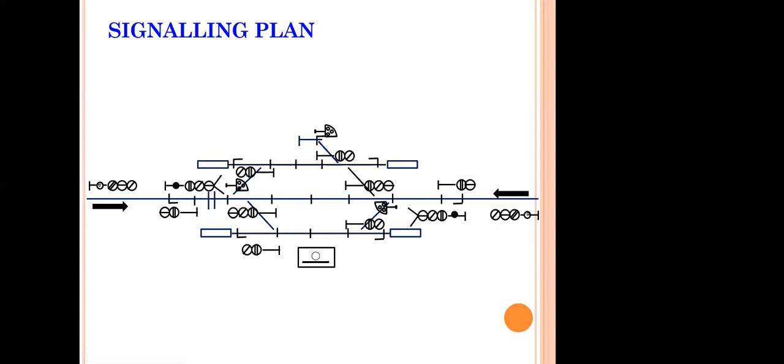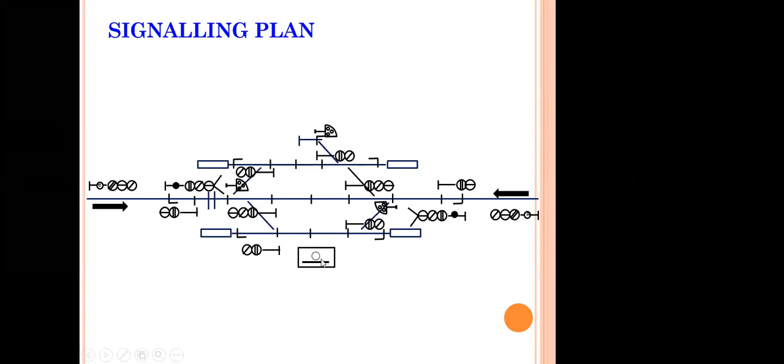This is the station master's room. A beautiful symbol here, a rectangle, will represent the station building. And the horizontal line will represent the station master's panel. I hope all of you are aware of the station master's panel, from where he will control all the points and signals and level crossing gates.